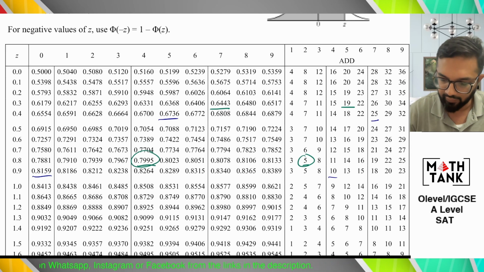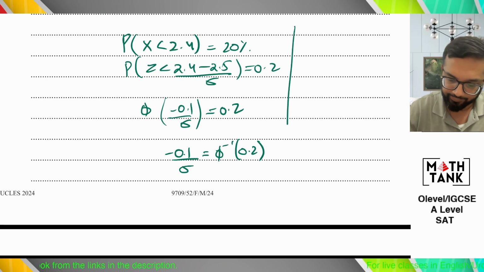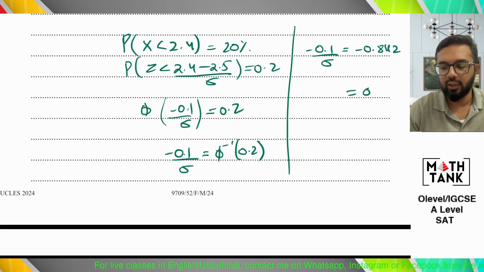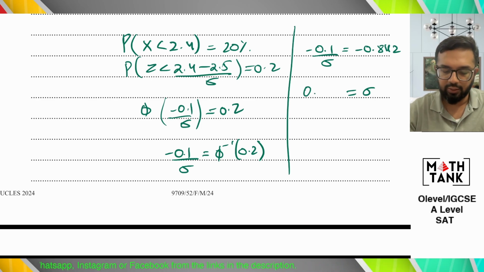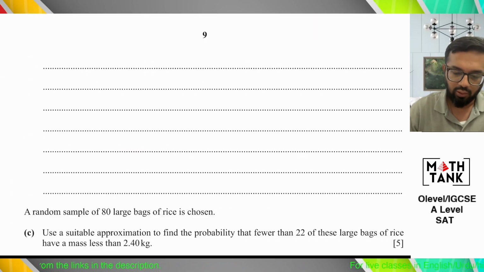And phi inverse of 0.2 is basically go and read 0.8 from your table. So 7995 plus 5, so 0.842. 0.842 with the negative sign, minus 0.1 over sigma equals minus 0.842. So what we get is sigma equals 0.1 divided by 0.842, which is 0.119. Check.